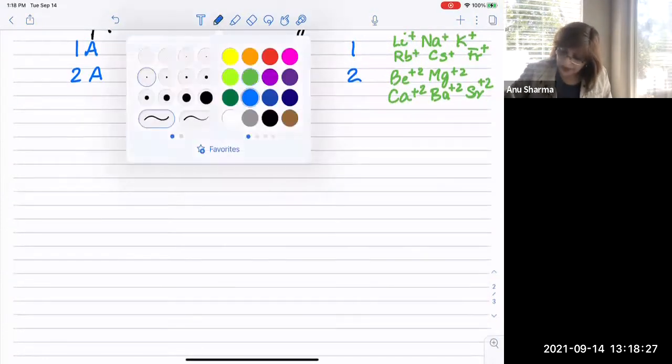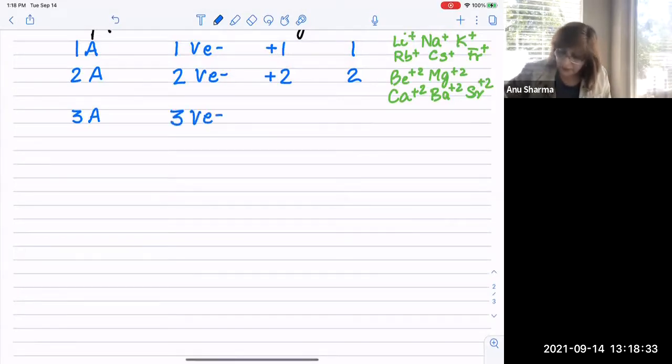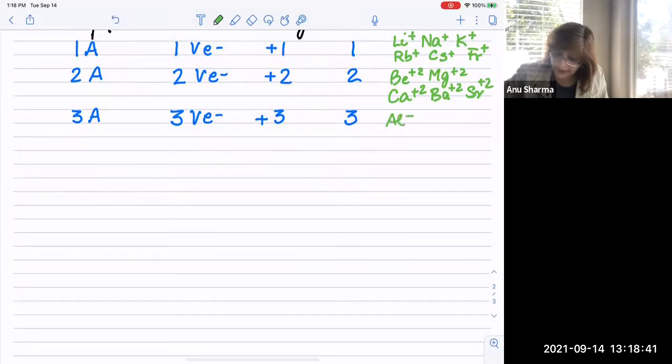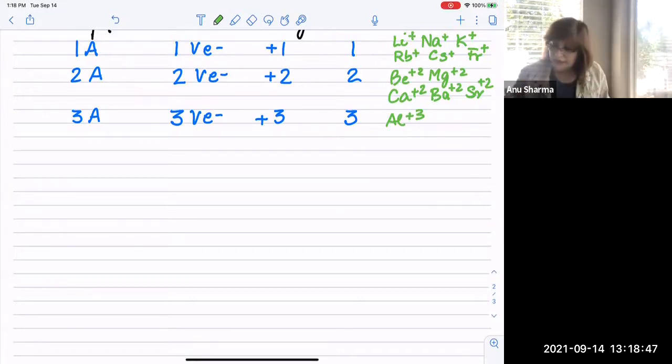Then comes group 3A. Group 3A has 3 valence electrons, +3 charge, and can form 3 bonds. And here, since we're talking about the metals, we have aluminum as a representative element with +3 charge. And then the rest of them will form variable charges. The rest are variable, and we will talk about the variable ones.